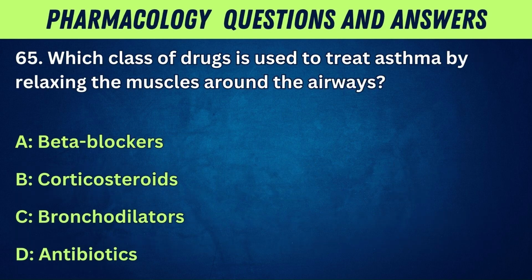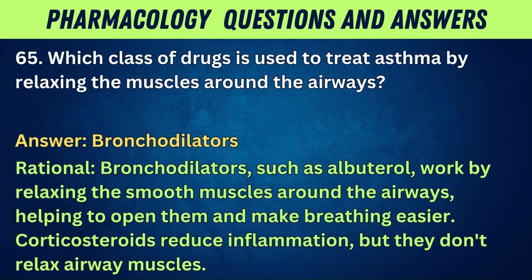65. Which class of drugs is used to treat asthma by relaxing the muscles around the airways? A. Beta blockers. B. Corticosteroids. C. Bronchodilators. D. Antibiotics. Answer: bronchodilators. Rationale: Bronchodilators, such as albuterol, work by relaxing the smooth muscles around the airways, helping to open them and make breathing easier. Corticosteroids reduce inflammation, but they don't relax airway muscles.